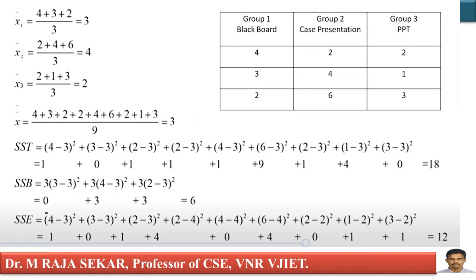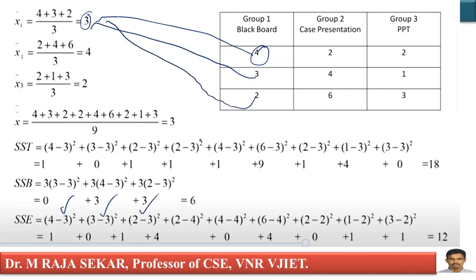Now, let me calculate SSE. How can I calculate SSE? SSE means error sum of squares. That is inherent variance. When you look at the first column, the first element is 4. The mean of the first column is 3. So I can say 4 minus 3 whole square, 3 minus 3 whole square, and 2 minus 3 whole square. I just collect all elements of the first group, subtract its corresponding sample mean from each element, and take the square.